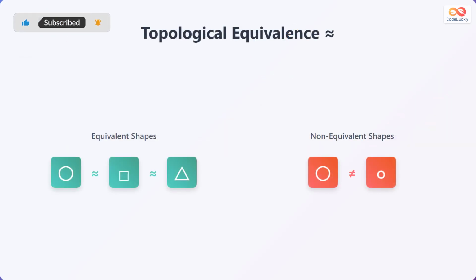Now, let's talk about topological equivalence. Shapes are considered topologically equivalent if you can deform one into the other without cutting or gluing. For example, a circle, a square, and a triangle are all topologically equivalent. However, a circle and a figure 8 are not equivalent because you can't turn a circle into a figure 8 without creating a hole.